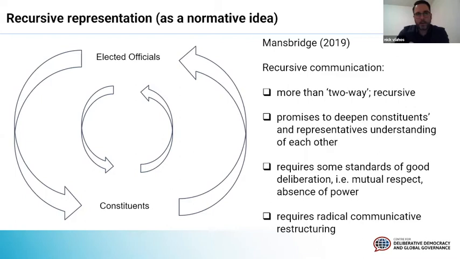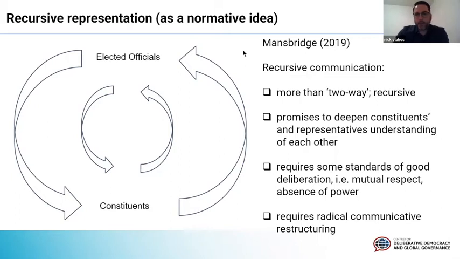At a high level, Jane Mansbridge thinks about recursive representation, and this is a really good graphic that she highlights here: the co-constitutive relationship between elected officials and constituents. Here, the connections are more than two-way. They really are recursive. They happen in multiple spaces. The objective is to deepen the understanding of each other, and it's a good recursive form of representation and practice. It involves communication that's grounded in mutual respect and absence of power.